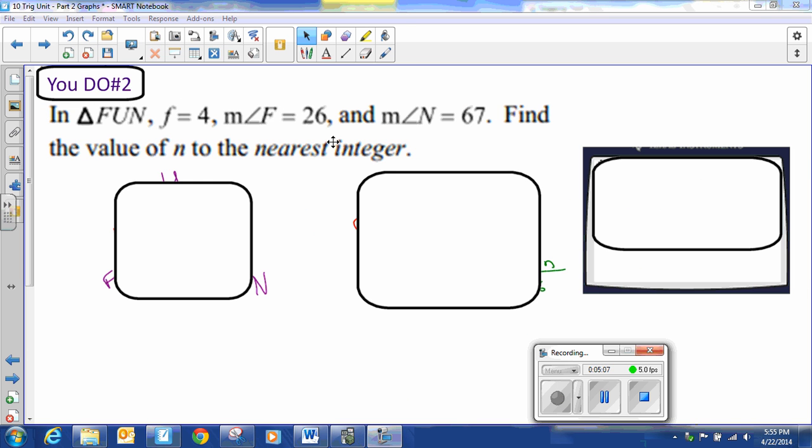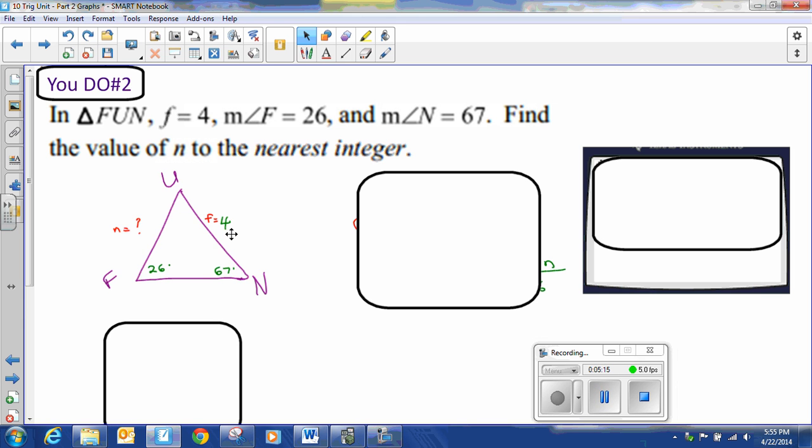Okay, number 2, this one's for you to do. Triangle FUN. Yes, this is fun. Side f is 4. Angle F is 26 degrees, and the measure of angle N is 67 degrees. Find the value of n, this side over here, to the nearest integer.